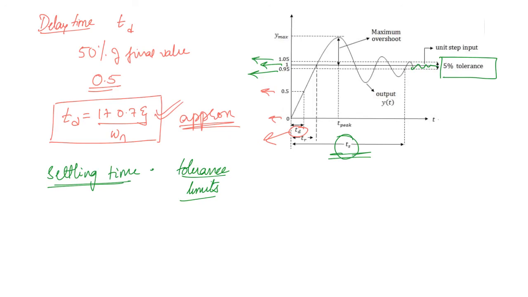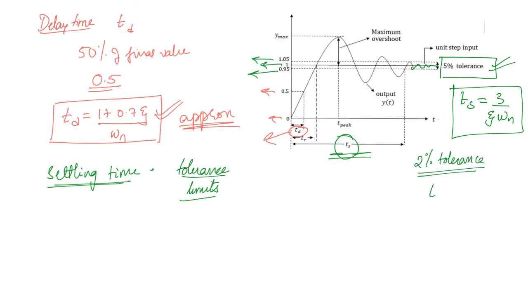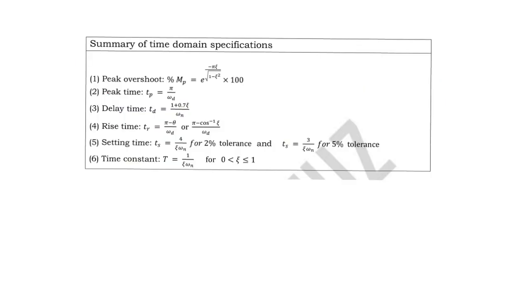You have to remember that for different values of tolerance limits, you will have different values of settling time. For a 5% tolerance, TS is equal to 3 by zeta omega n. For a 2% tolerance, which is also often asked, TS is equal to 4 by zeta omega n. You can just remember these values of settling time for different tolerances. Don't forget.